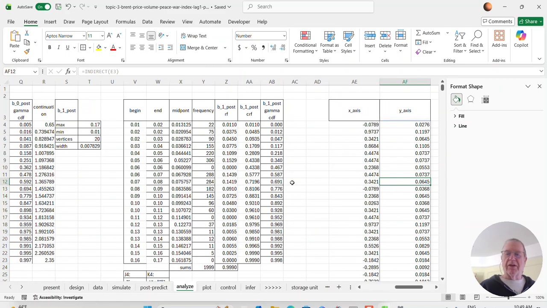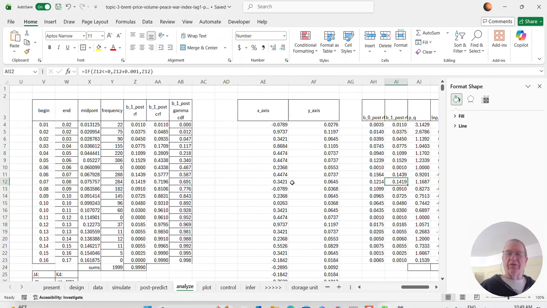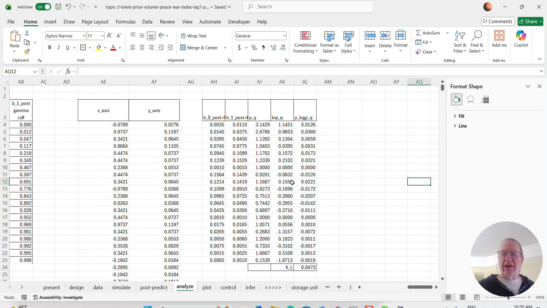I have a continuation here because I told you I had problems at times with negative numbers and distributions and so on. There's my x-axis, y-axis. I'm beginning to build a scatter just for the data. But here's the calculation for the Kullback-Leibler. Look at how easy it is.